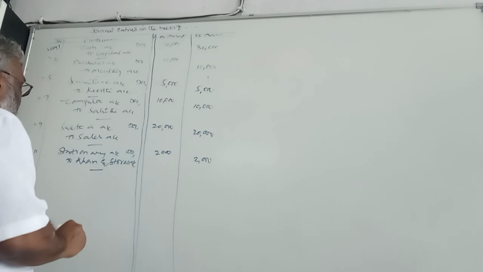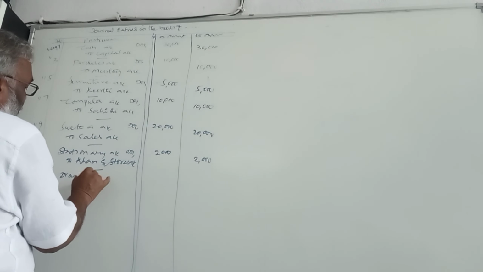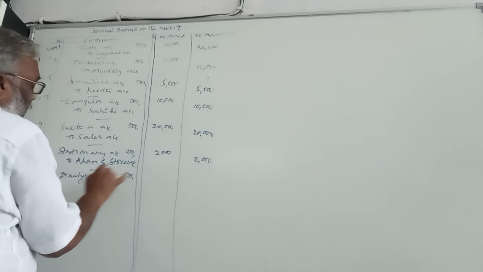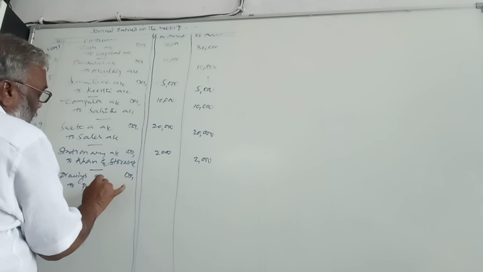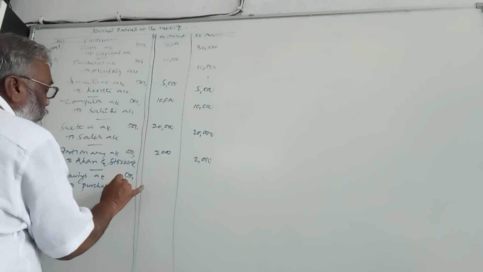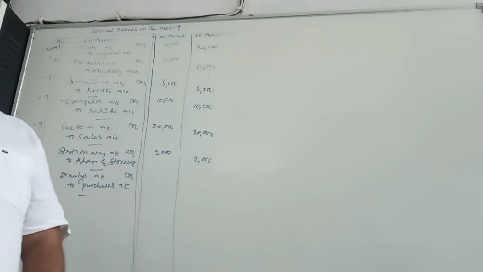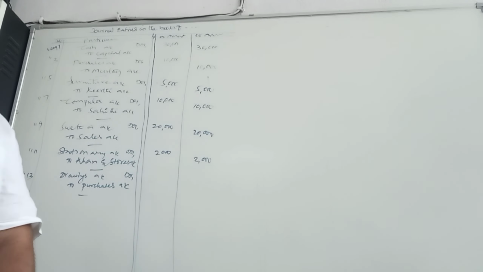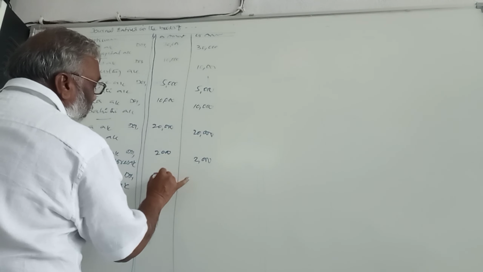What is the next one? Goods used for personal use. Any goods used from our business organization by the trader is called drawings. Here he has used goods from our business. That is why the entry is: drawings account debit to purchases account. Actually, those goods are called purchases. What is the amount? 20,000.